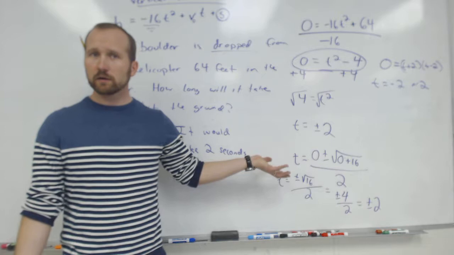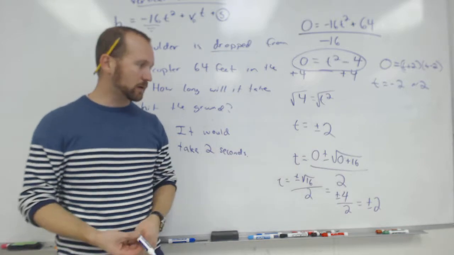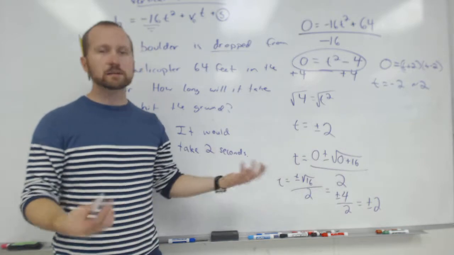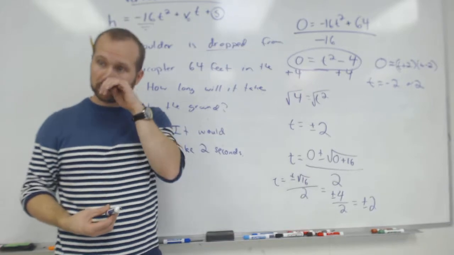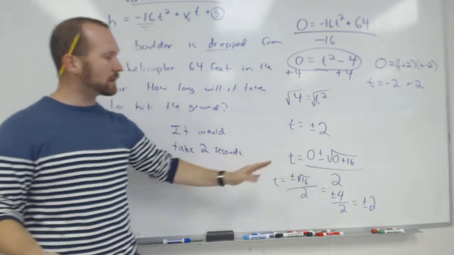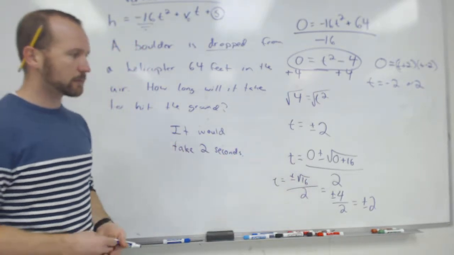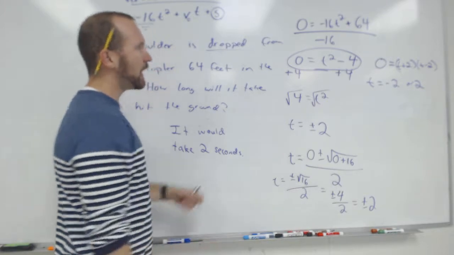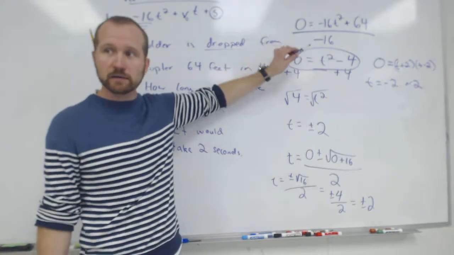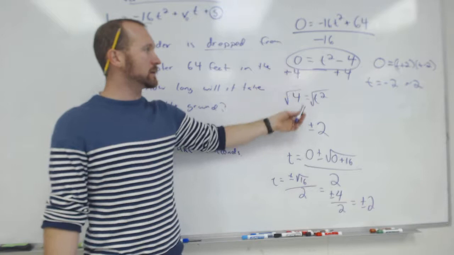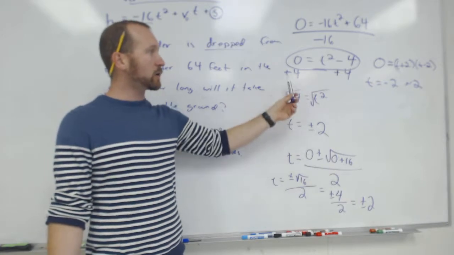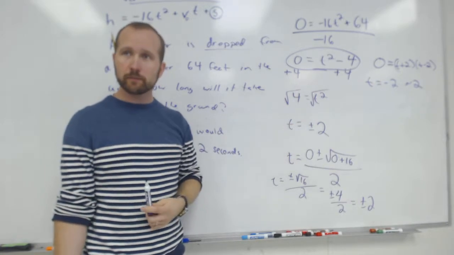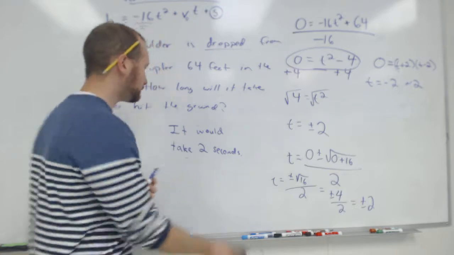Same answer. Isn't it just positive? Yeah, it's positive because the negative time doesn't make sense, but we don't eliminate the negative answer until the very end. So however you want to solve this, it doesn't matter to me. I think this is probably the easiest way. Right? Add 4 to both sides, take the square root, and you're done.